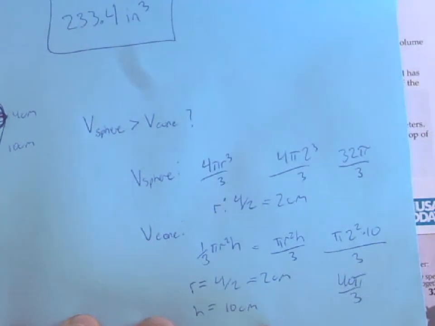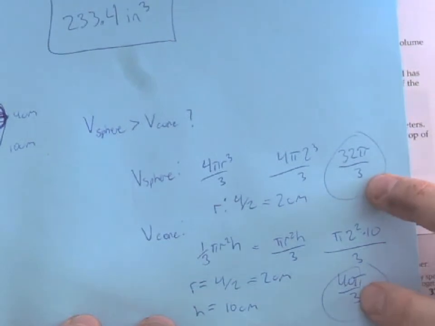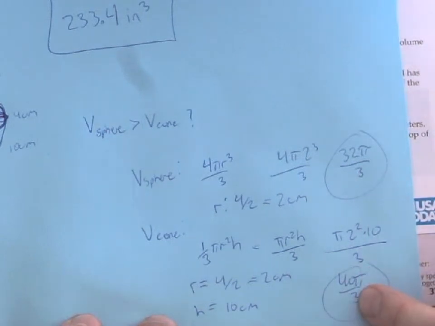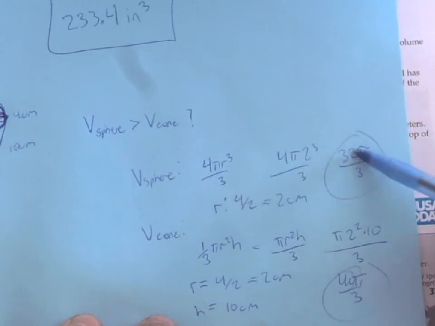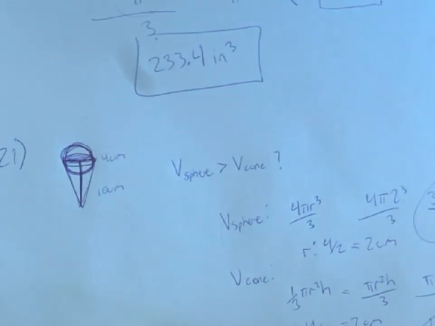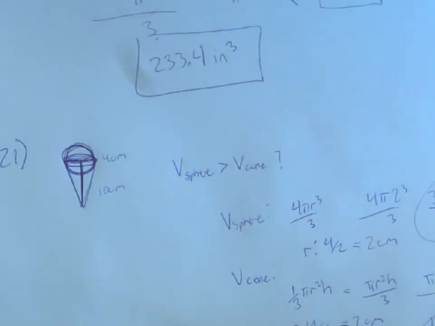Now you could punch this into the calculator if you wanted to, but if you notice, they both are divided by 3, and they both are multiplied, like we got a number multiplied by pi and divided by 3. So the pi over 3, that's the same. The only thing that's different about this is multiplied by 40, and this is multiplied by 32. So this is clearly the bigger one. That means there's more space in the cone than the ice cream has.